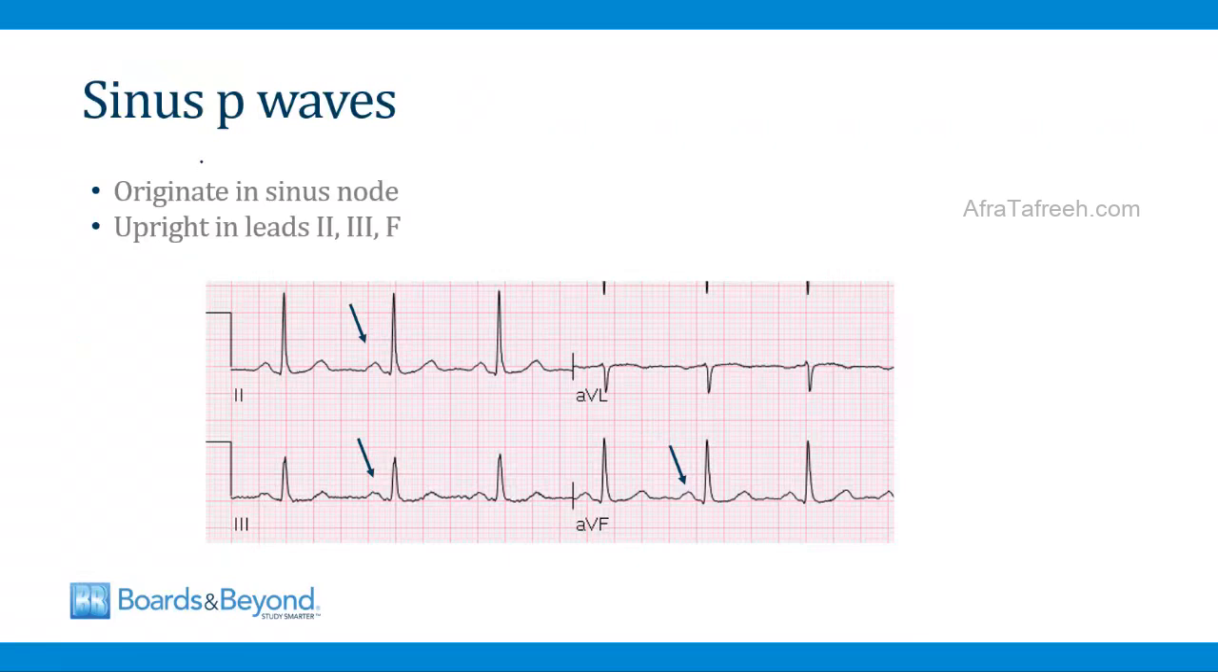So you should know how to recognize sinus node P waves. Sinus node P waves are always upright in leads 2, 3, and F. That's how you can identify them. So if you look at this tracing on the screen, this is lead 2, this is lead 3, and this is lead F, and the P waves are upright in all three of these leads, and when you see that associated with a regular rhythm, you are looking at a rhythm coming from the sinus node.